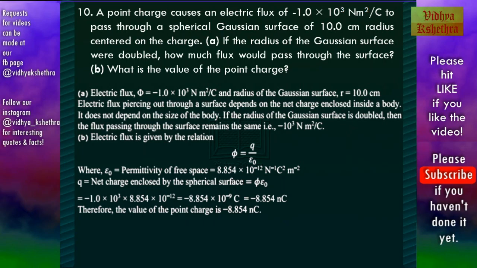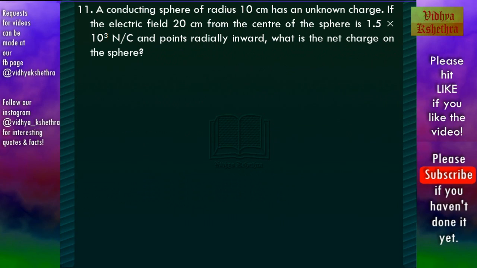Now substituting the values, we get the answer as negative 8.854 nanocoulomb. Now the 11th problem. A conducting sphere of radius 10 cm has an unknown charge. If the electric field 20 cm from the center of the sphere is 1.5 into 10 raised to 3 Newton per coulomb and points radially inward, what is the net charge on the sphere?